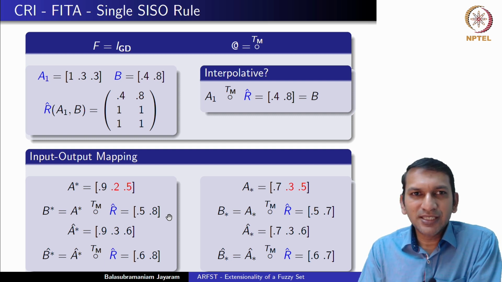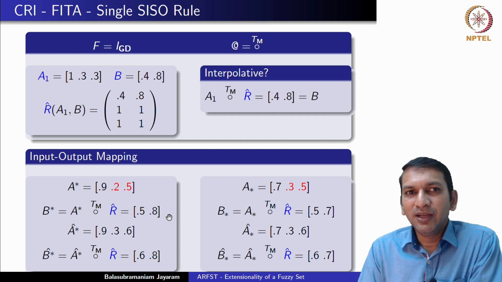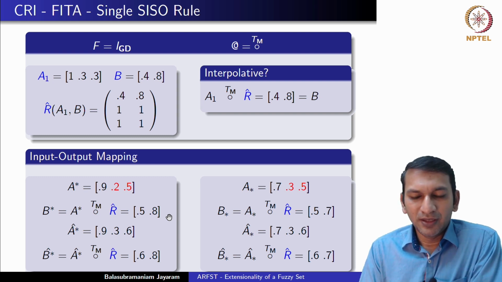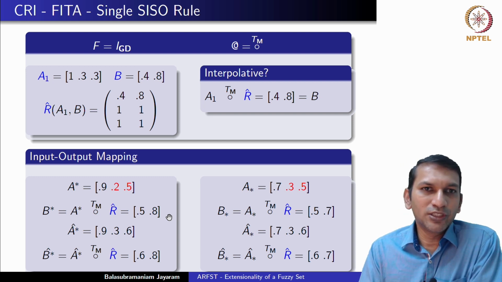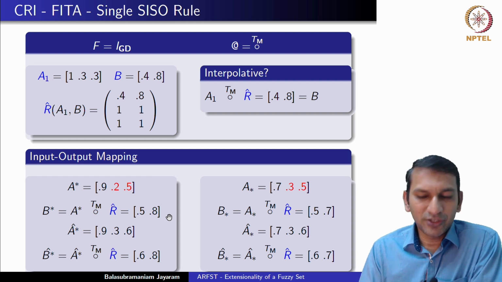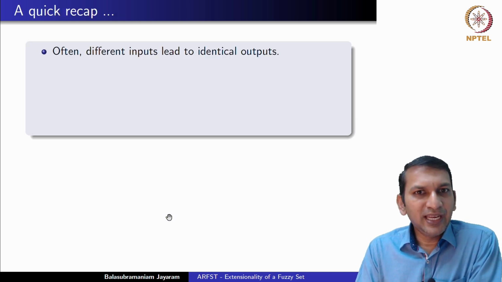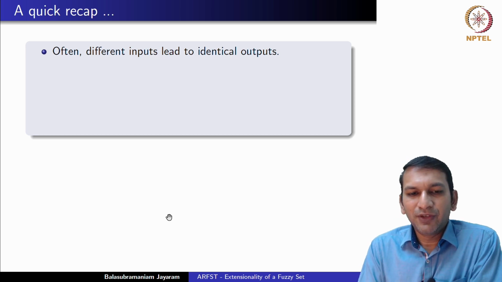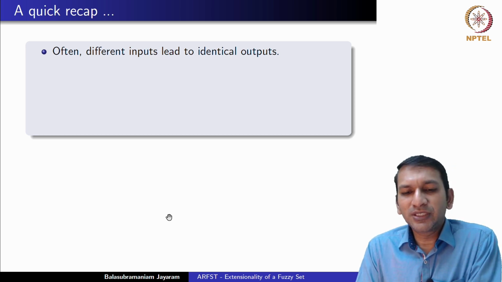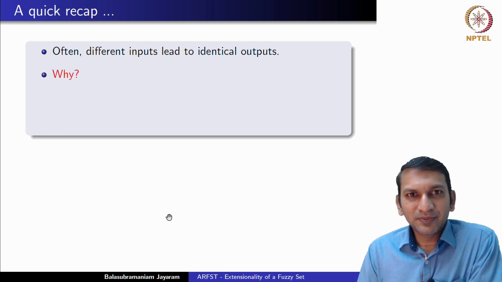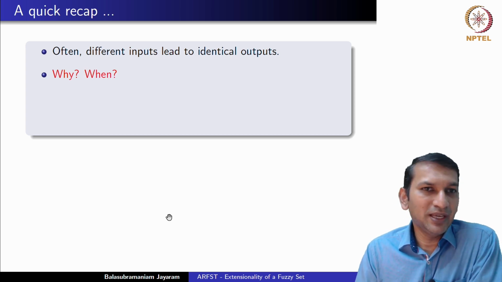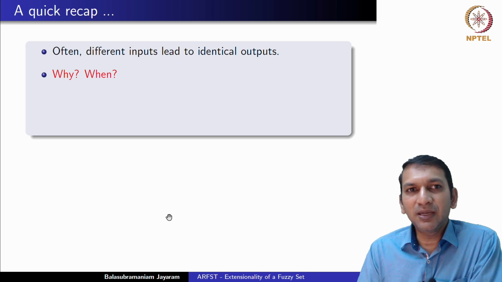Now this gives us some insight, showing that perhaps it is extensionality of fuzzy sets which is playing a role here. We will look into this a little deeper, and that is how we will go up to the concept of robustness in the next lecture. So a quick recap of what we have done in this lecture. We have seen that often different inputs can lead to identical outputs. We asked the question why. We have to answer it, and we will also have to answer when they will be identical. This is something that we will take up in the next lecture itself.